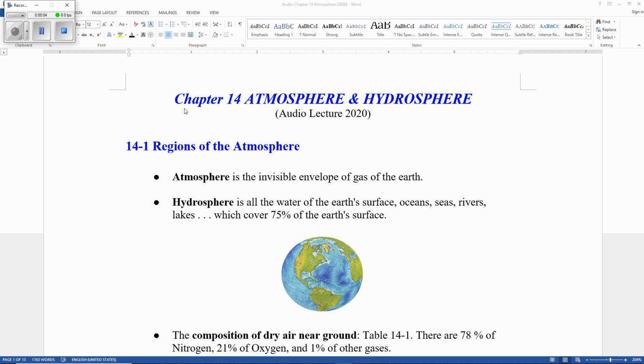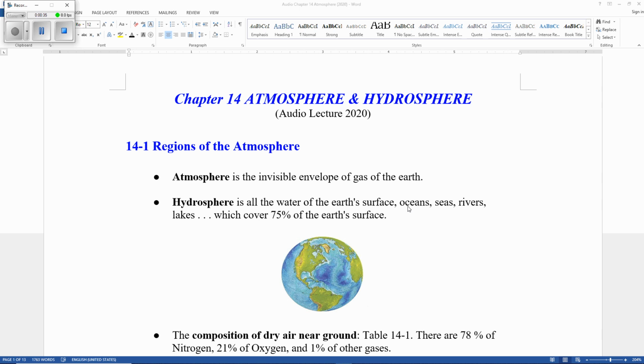Hi, today we're going to study chapter 14, atmosphere and hydrosphere. Section 1, we're going to discuss regions of atmosphere. Atmosphere is basically all the gases around Earth's surface, and the hydrosphere is the water surrounding Earth's surface.